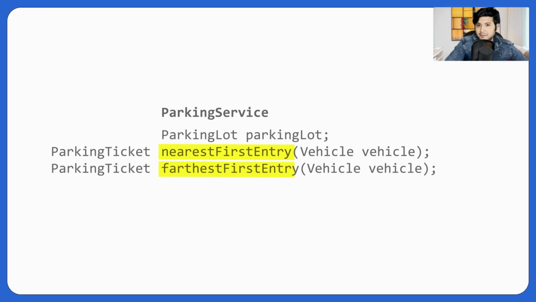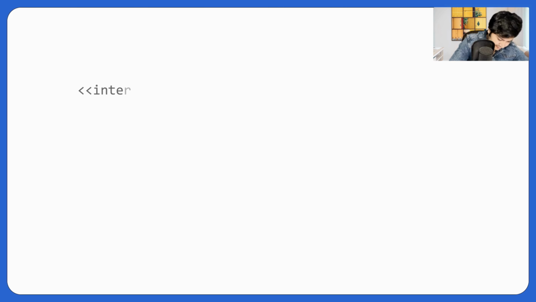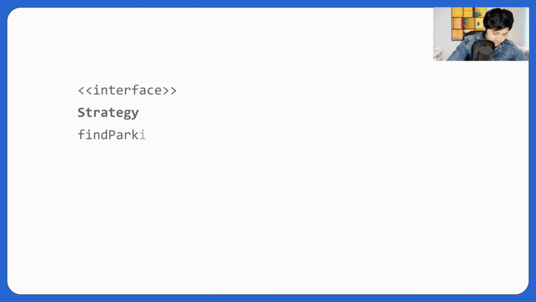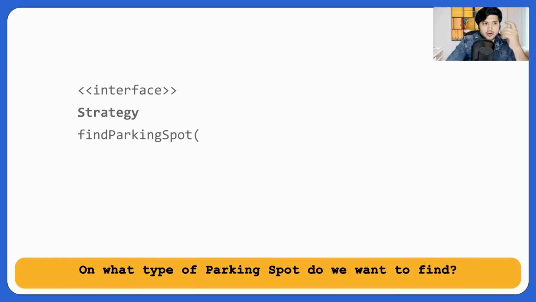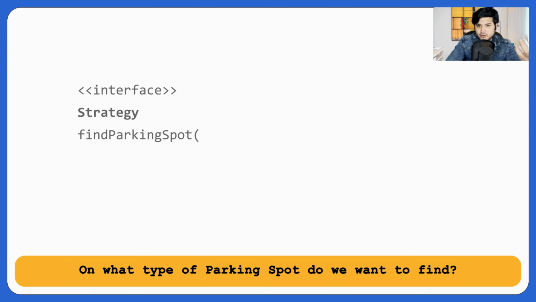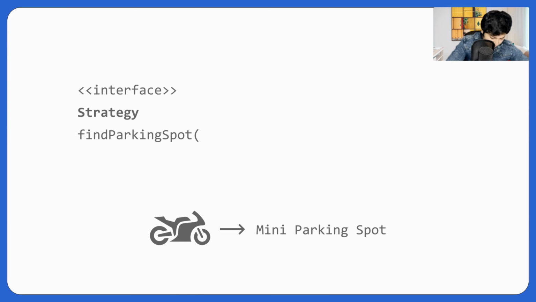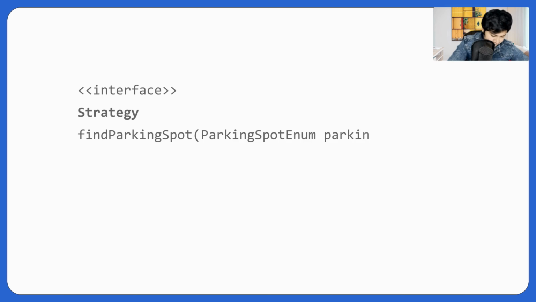It will help us follow all the SOLID principles also. So let's say we have an interface Strategy, and what do these strategies have to do? Allocate or find a parking spot, right? Find parking spot. On what type of parking spot do we want to find? Let's say a bike arrives, so we want to find a mini parking spot. Let's say we pass in here the parking spot enum.